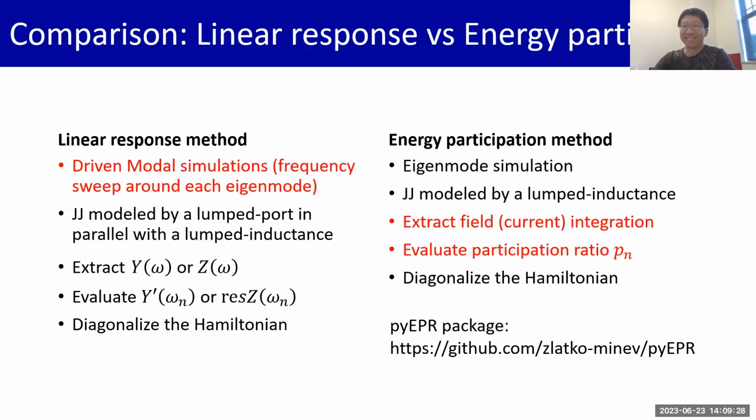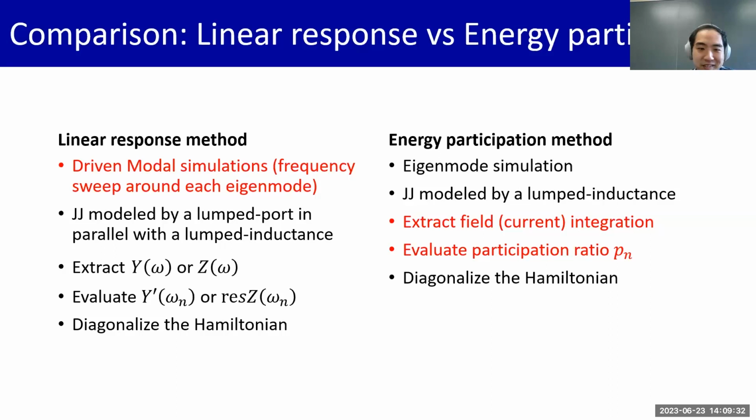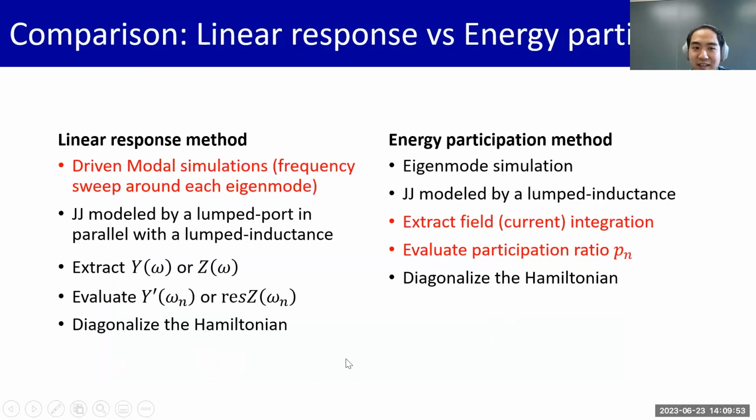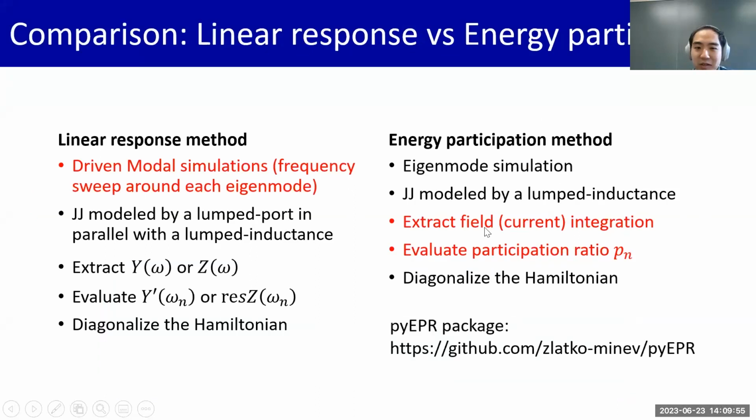Because that's a good question. If you think of it, that participation goes into phi ZPF directly, and so phi ZPF squared essentially gives you the scale of the anharmonicity of that mode. The anharmonicity of the junction itself is very large, but the anharmonicity of the cavity mode, we usually neglect that, because the participation is very small.